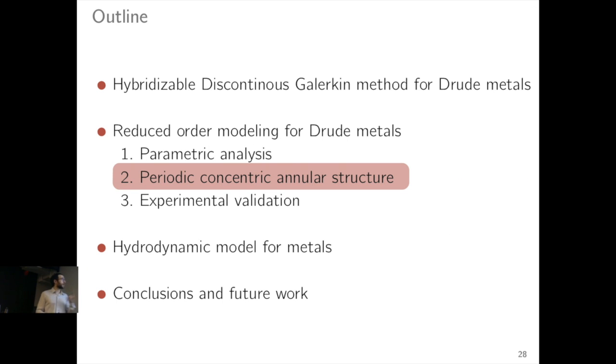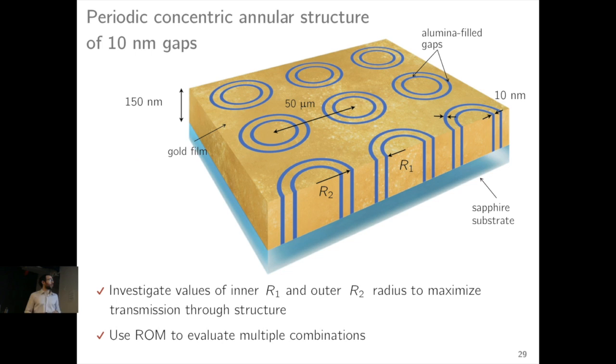Okay. Now let's go to the concentric annular structure, where instead of one ring, now we have 2 rings. And one question that one might ask is, okay, what is the optimal combination of inner and outer radius so as to maximize, for instance, transmission through the structure? And again, to address this problem, we're going to use reduced order modeling for both the inner and the outer radius and the frequency.